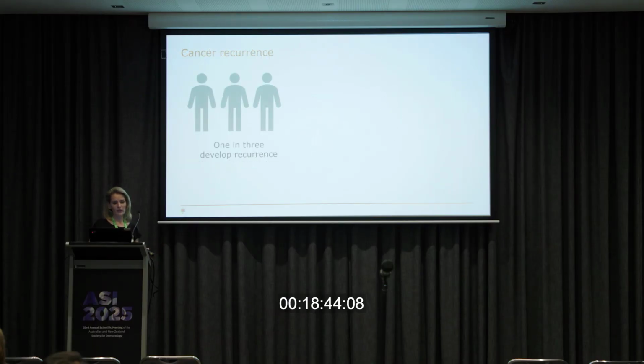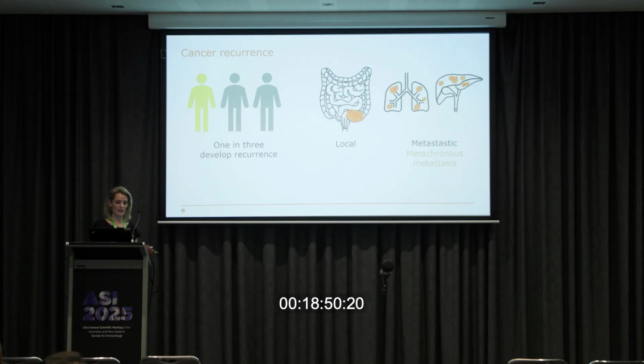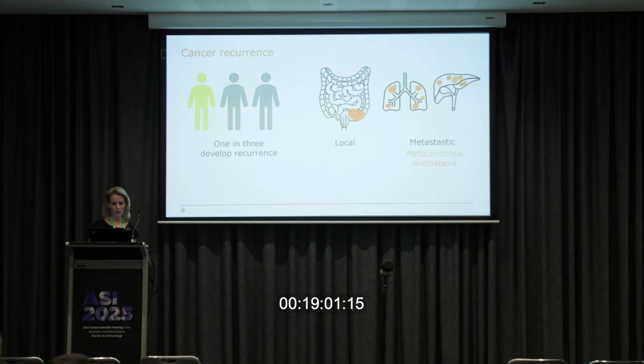So 1 in 3, unfortunately, will develop a recurrence, and that can be a local recurrence or a distant metastasis. The term that they've used here is metachronous metastasis. That's when a metastasis has happened down the track, often within 5 years, metachronous meaning it's happened at a later time point.